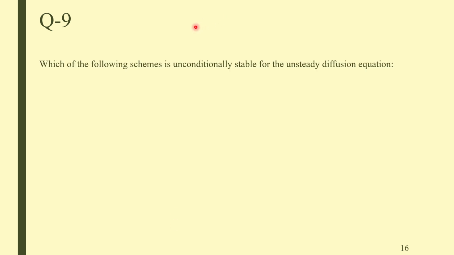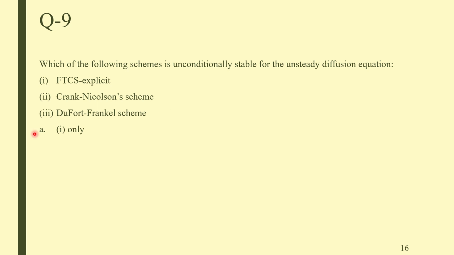So now we'll go to question 9. Okay, this is just question 10. There is some mismatch in the question numbering, so don't worry. Question 9, it is about which of the following schemes is unconditionally stable for the unsteady diffusion equation. So it is 1, FTCS explicit, 2, Crank-Nicolson scheme, 3, Dufort-Frankel scheme.